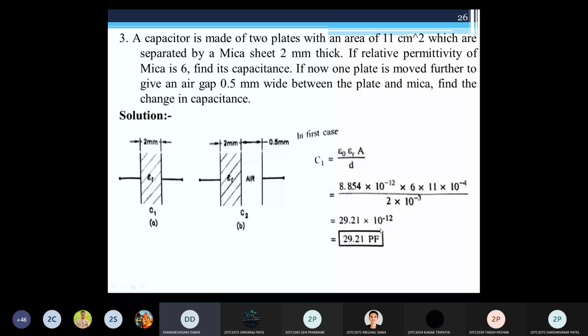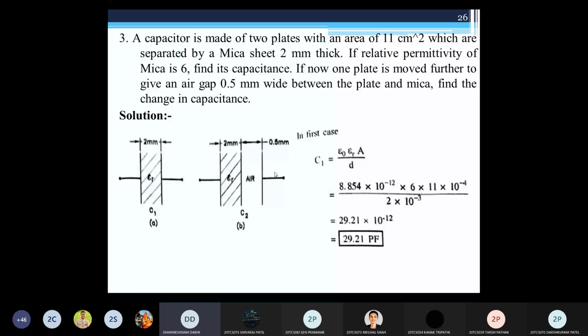Okay. So in the same way, now what is the value of C2? Now calculate C2. Now we have two dielectric media. This is the second figure. One is mica with a thickness of 2 millimeter, which has relative permittivity 6, that is given. Another medium is air, which has a thickness of 0.5 millimeter, and you know the relative permittivity for air and vacuum is 1. Clear? So which equation do you use to calculate this C2?